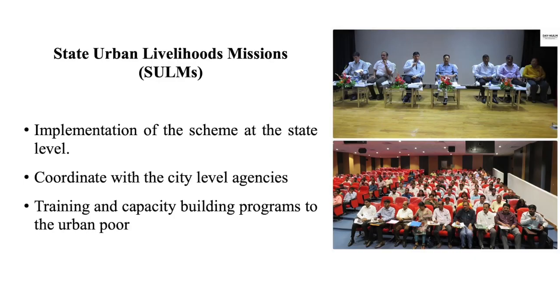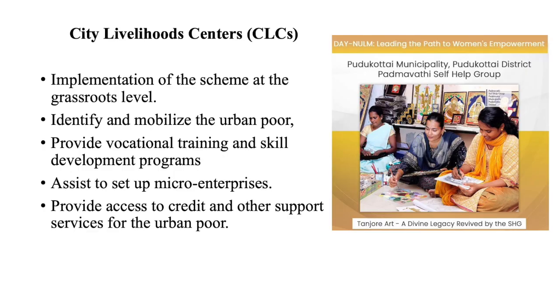If you look at the State Urban Livelihood Missions, they are responsible for implementation of the scheme at the state level. They coordinate with the city level agencies for the effective implementation of the scheme. And at the city level, the City Livelihood Centers, what we call in short CLCs, are established at the city level and are responsible for implementation of the scheme at the grassroots level. They also identify and mobilize the urban poor, provide them with vocational training and skill development programs, and assist them with setting up micro enterprises. They also provide access to credit and other support services for the urban poor.